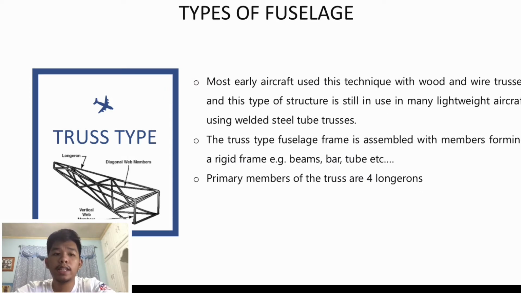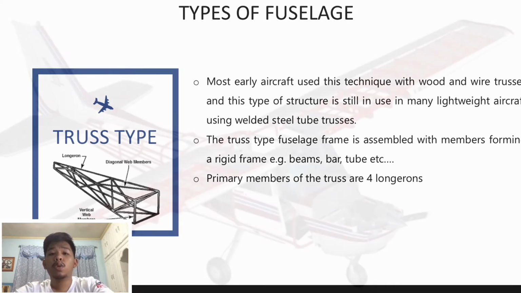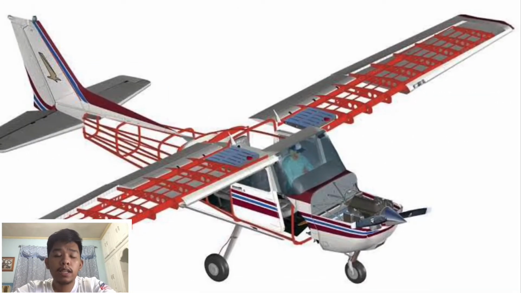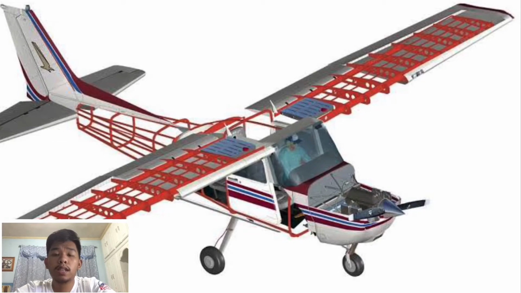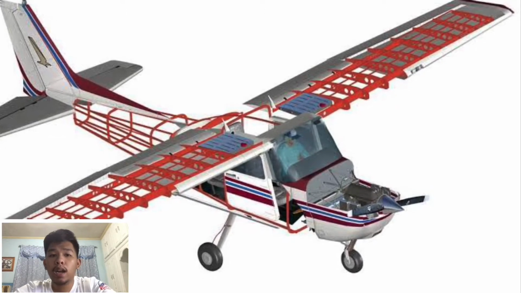It is also said here that most early aircraft used this technique with wood and wire trusses, and this type of structure is still used in many lightweight aircraft using welded steel tube trusses. So up until now, many single-engine aircraft still use the truss type construction, like the Cessna and Piper aircraft.